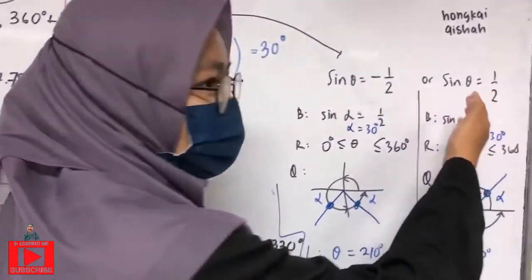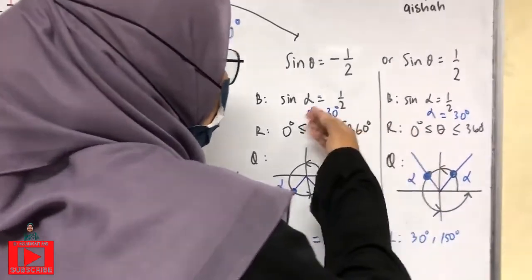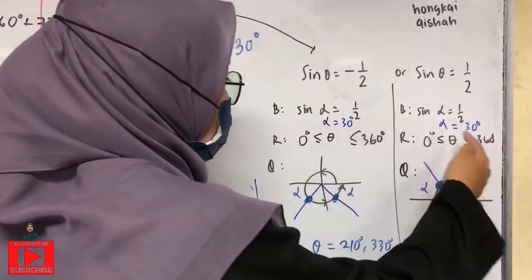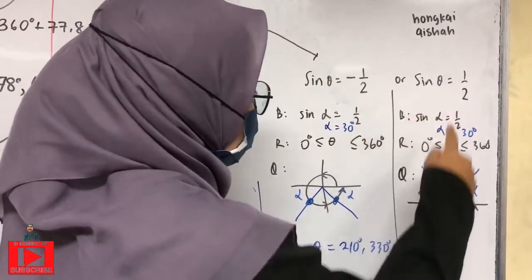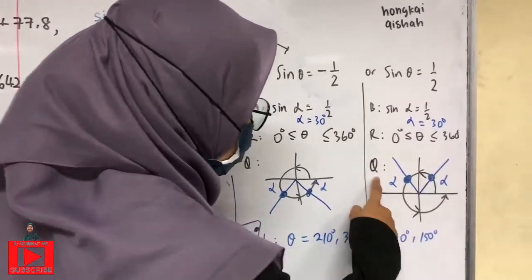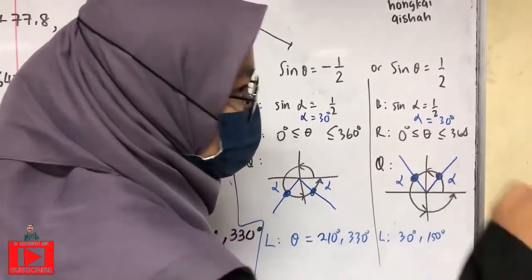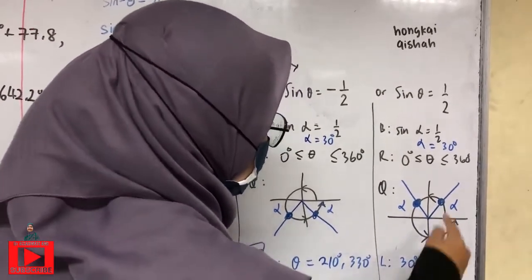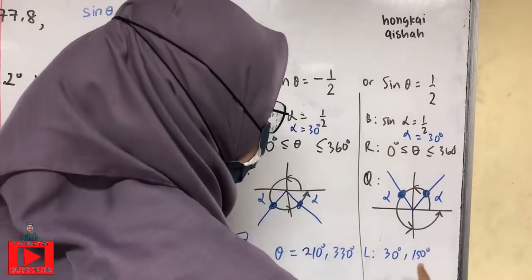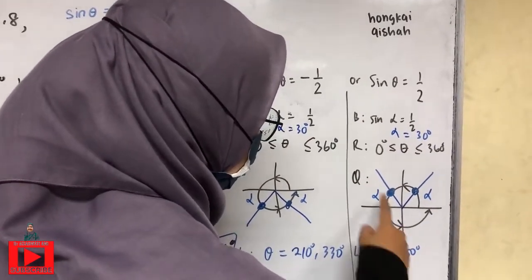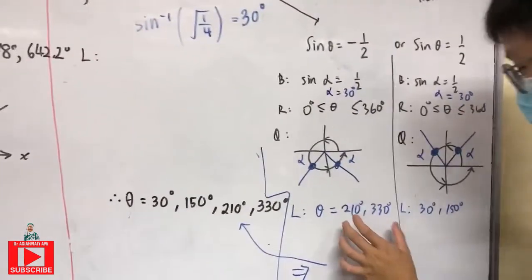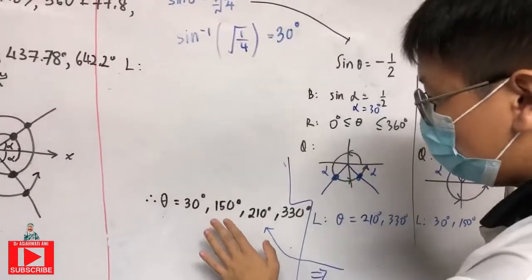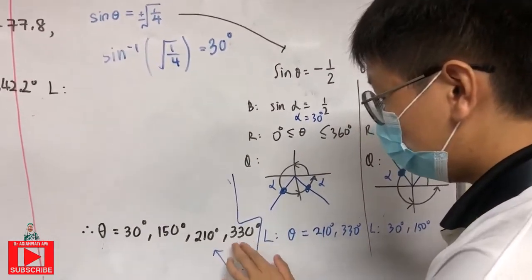For sin theta equal to 1/2, same as the previous one, the basic angle is 30. The range is also the same, but since it is positive, it involves the first quadrant and second quadrant. So first quadrant, alpha is equal to theta, so we just take 30, and then second quadrant, 180 minus 30, we get 150. So the final answer for theta, we just combine these two. It will be 30, 150, 210, and 330 degrees.